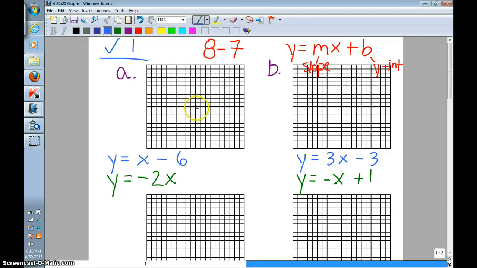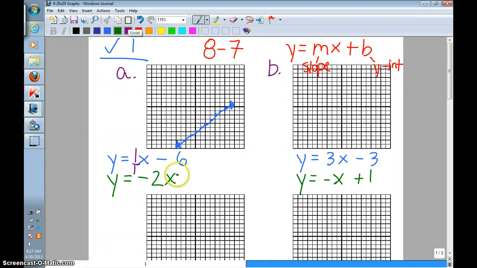My first point, and this is a small graph, is at negative 6. 1, 2, 3, 4, 5, 6. That's my first point. My slope, I can remember, is 1 over 1. So I'm going to go up 1 over 1, up 1 over 1, up 1 over 1. And again, I could go down 1 over 1. Then I could connect it and have the arrows.